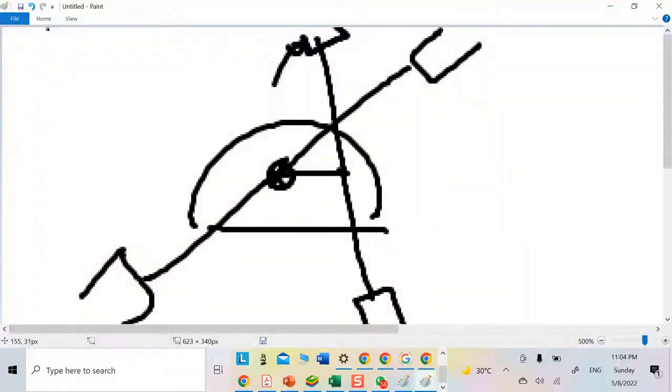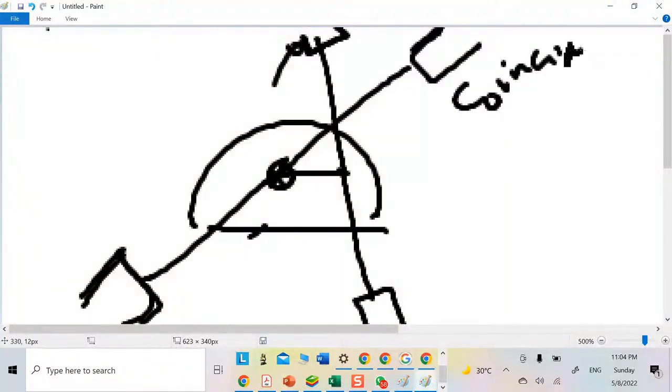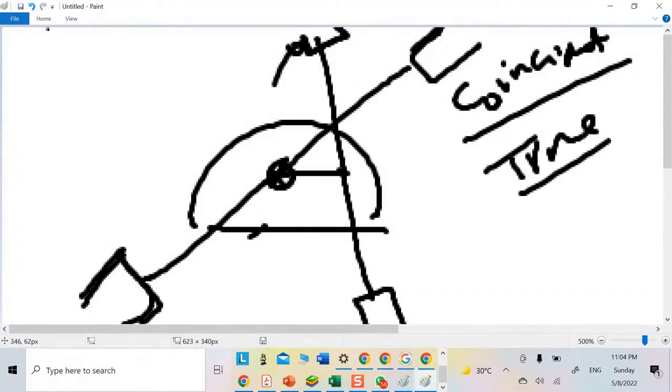So, if I have these two detectors that detected the two gamma photons, I call it coincidence. This coincidence is a true event. There is no problem at all in this case.